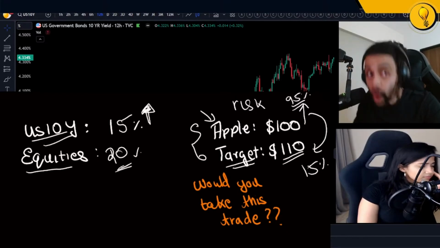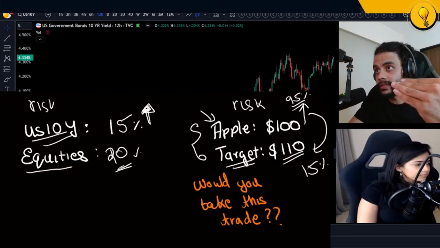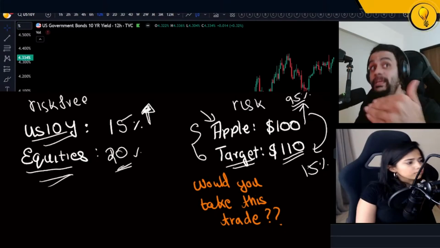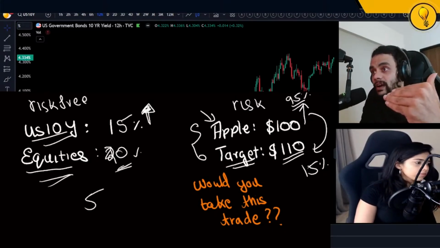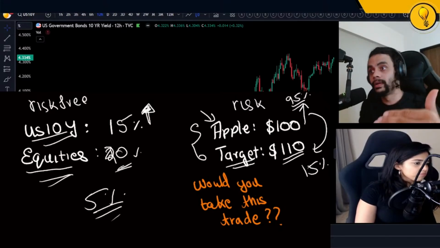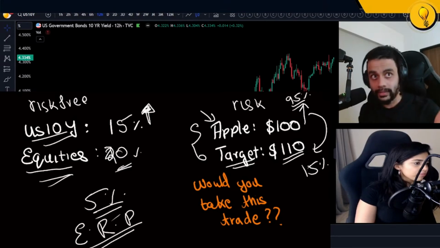That 5% on top of the 10-year is called the risk premium, because this is a risk-free rate, right? This is the risk-free rate. Well, if I'm going to take on risk, I want a premium on top of that. So that's going to be 15% minus 20, a 5% risk premium, also called the equity risk premium, ERP.